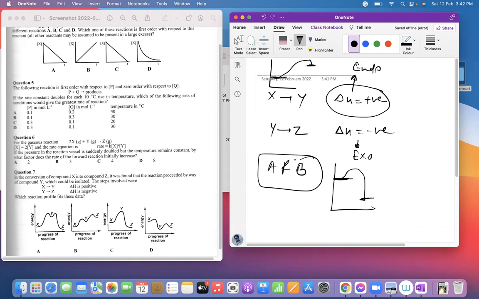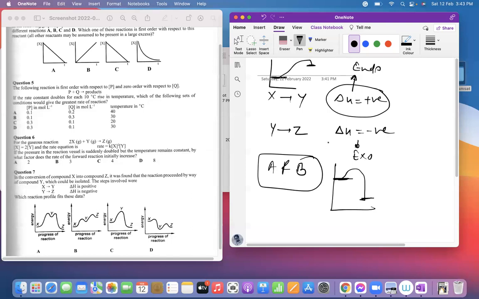Please tell me. Any doubt? If you have a doubt, let me know, please. Then I can proceed. You can see the graph of A and B. At the very starting point, X has lower and Y has higher heat, which means endothermic. And it is possible only in A and B.